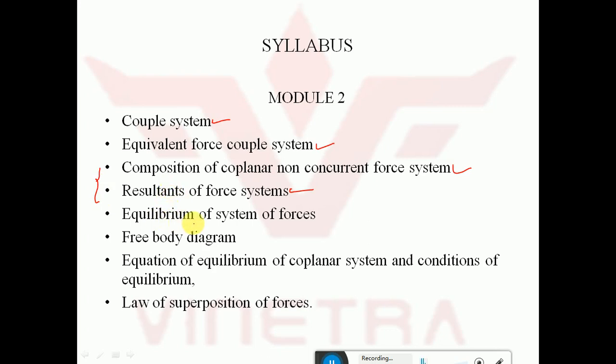So equilibrium of system of forces. So in today's topic we shall go for equilibrium of system of forces, and then equation of equilibrium of coplanar force system and condition of equilibrium. So in today's class we shall go for these two topics, then we shall come to the free body diagram and law of superposition of forces.